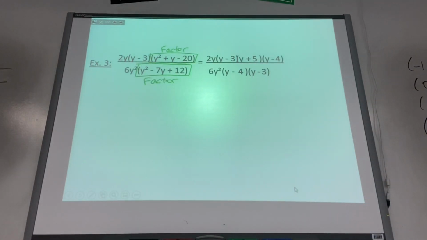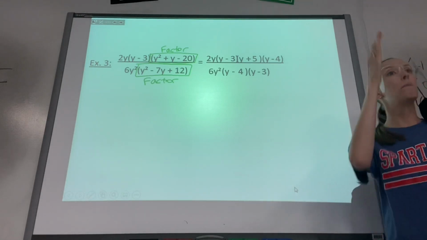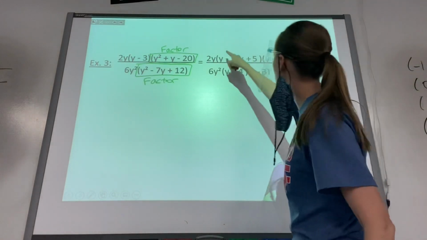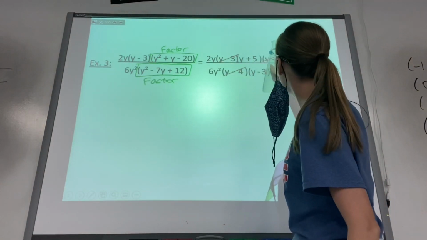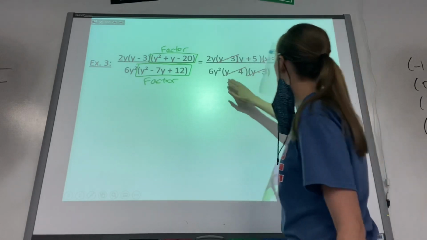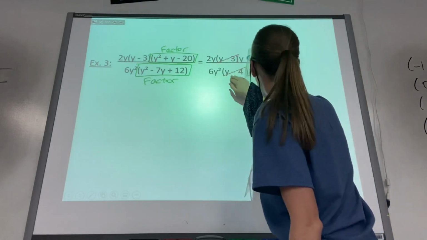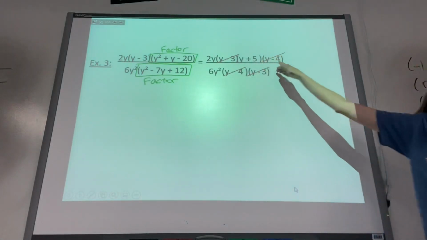Okie doke. Now it's time to eliminate our common factors. And remember, it's okay if they're not lined up. You just have to have one on top, one on bottom. Looky there. Y minus 3, y minus 3. Y minus 4, y minus 4.